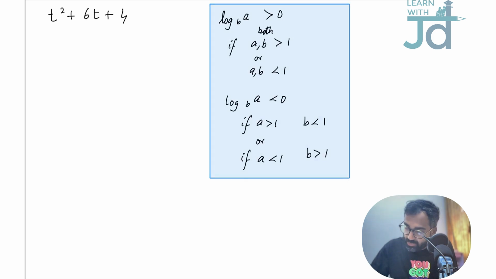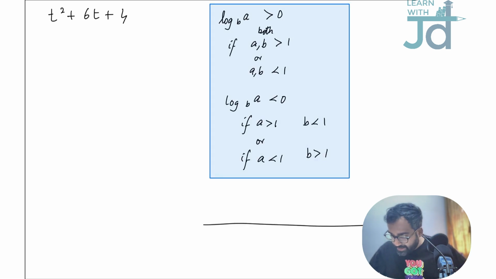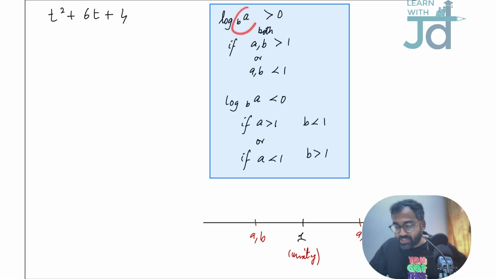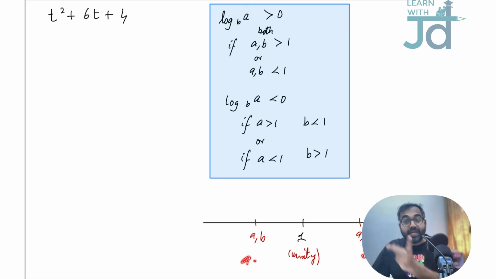So in short, I'll tell you one thing. अभी number line है ना? This is 1. So if both a and b are lying on the same side of unity, 1 is unity, then you can say कि the log a to the base b is positive. But if a and b are on either side of the unity, एक greater है एक less है, one is less, one is greater, then log a to the base b will be negative.